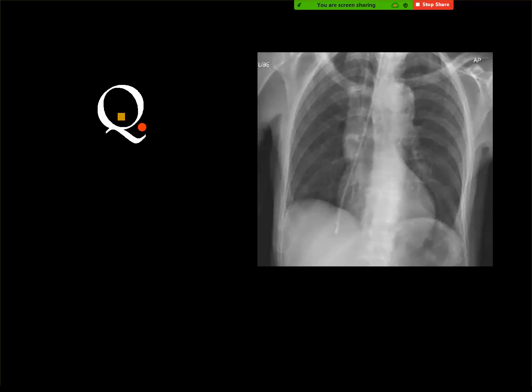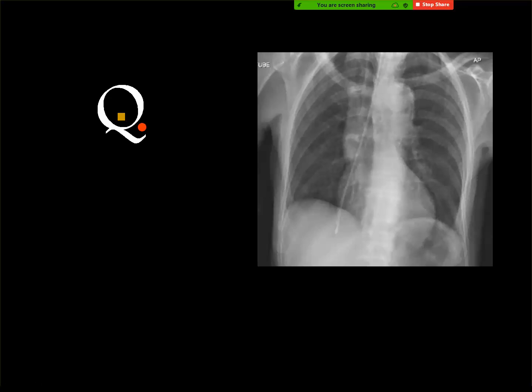Enlargement of lymph node. Where? In the right mediastinum. Remember that this chest is not well centralized, and it is markedly rotated, malposition. And there is a tube.